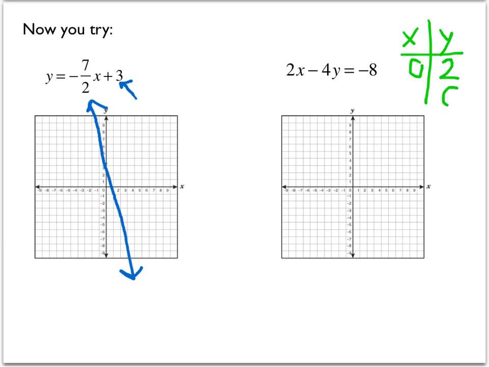Then I do the same thing and put 0 in for y. That leaves me with 2x equaling negative 8. So negative 4 would be my x value. So here's 0, 2, and negative 4 is 0, right like that. And sure enough, there's the graph of my line like that.